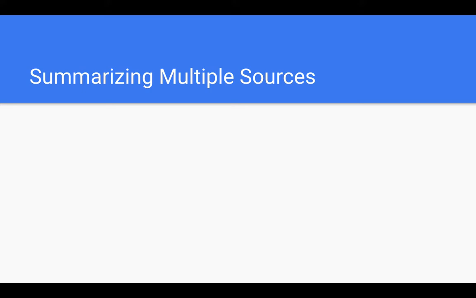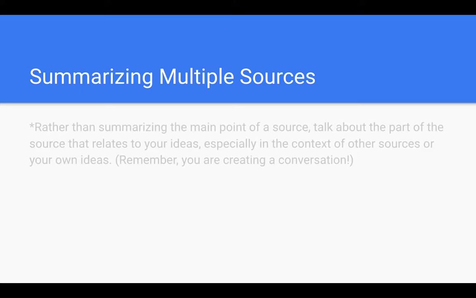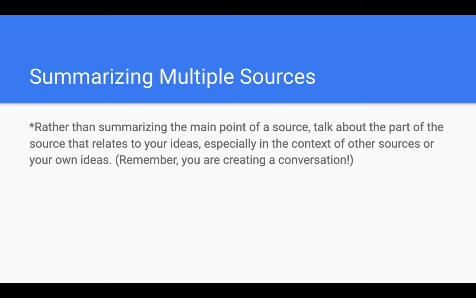Now, sometimes you'll see authors summarize multiple sources. This is something you can do in your writing. So rather than summarizing the main point of a source, you want to talk about the part of the source that relates to your ideas, especially in the context of other sources or your own ideas. So remember, we've talked about this. You'll see this in the reading you were supposed to do for today. You're creating a conversation, which means that rather than just saying, here's a source I found, here's the main point they're making, you need to talk about the ideas that they have in their writing or their source and how it fits into the context of your ideas.